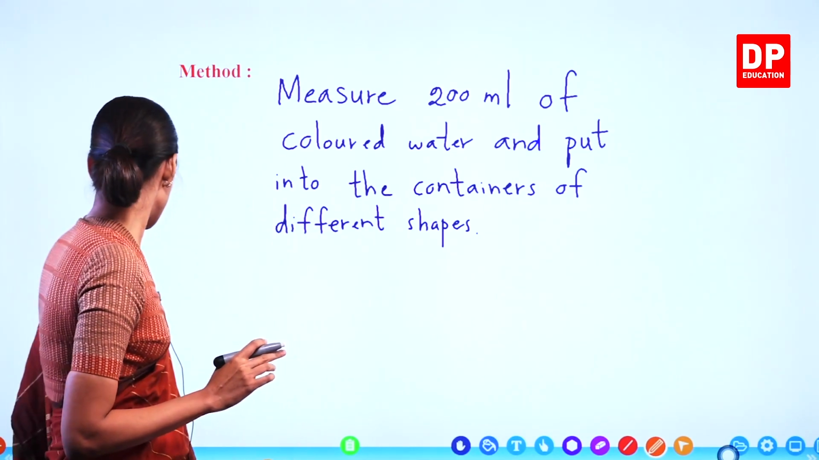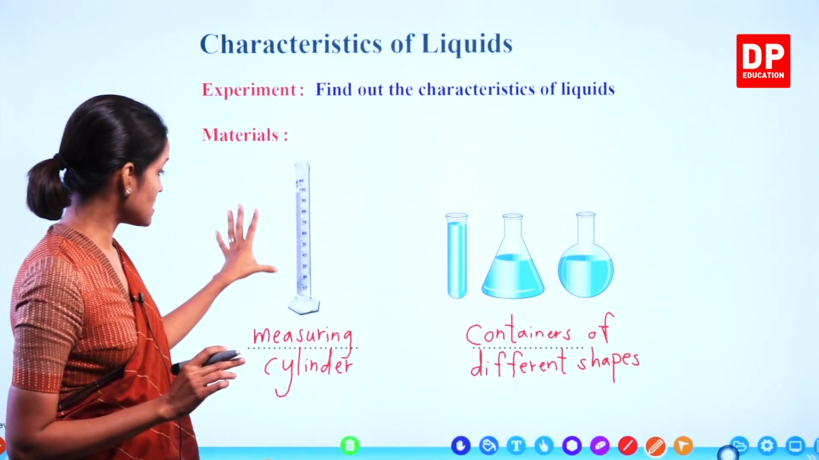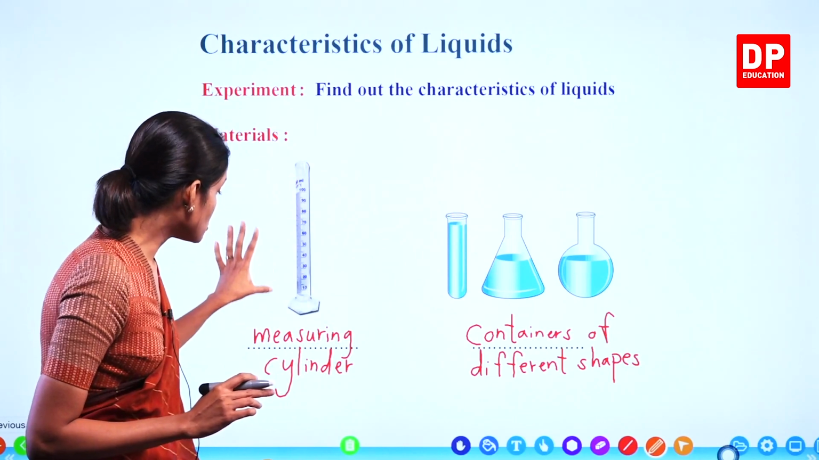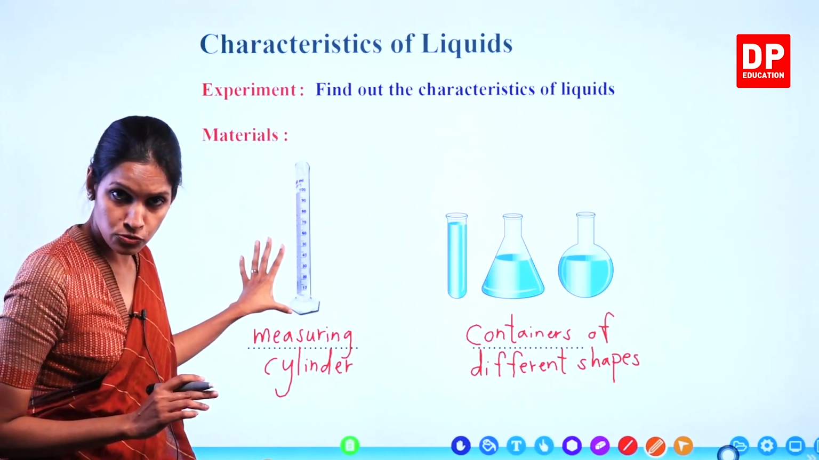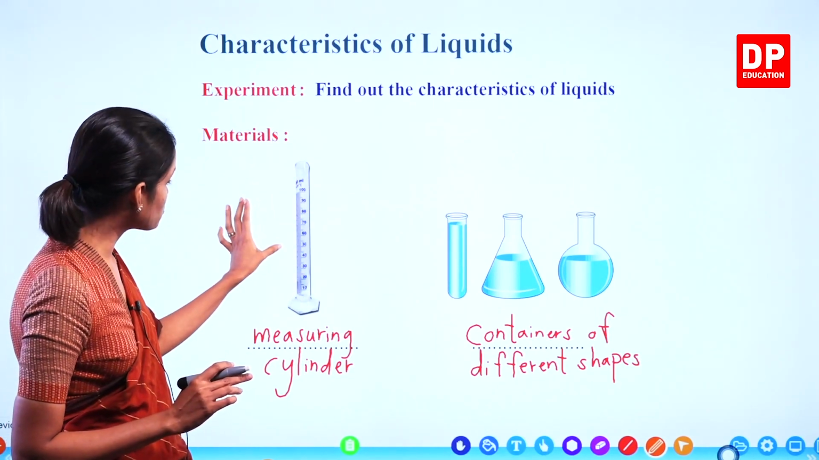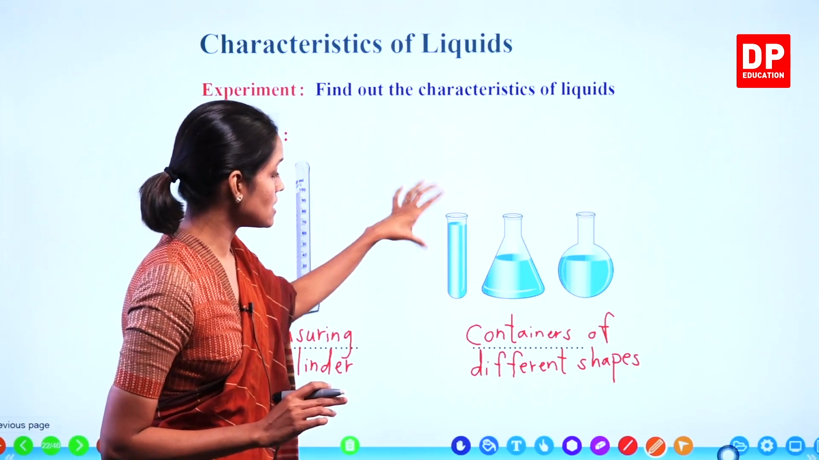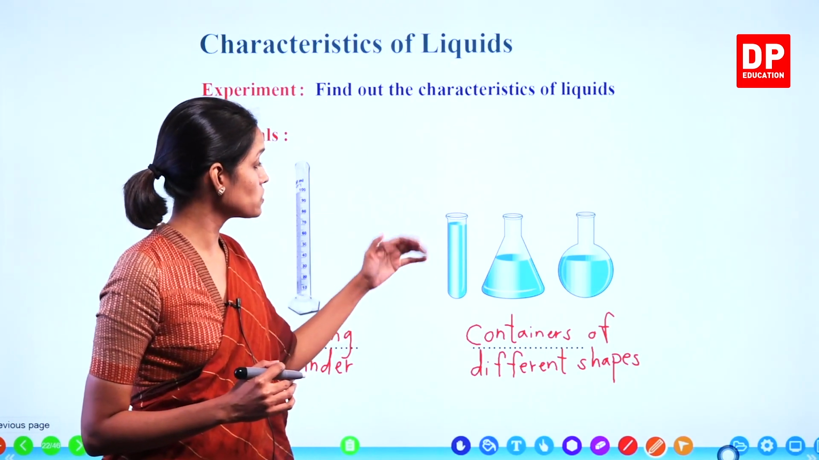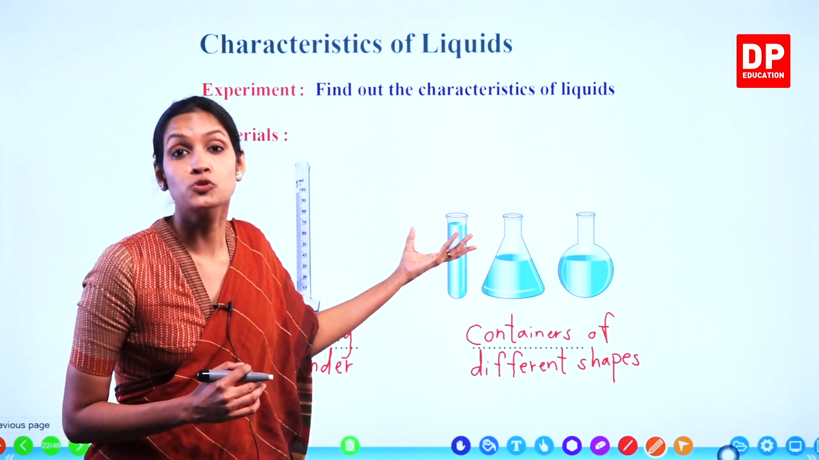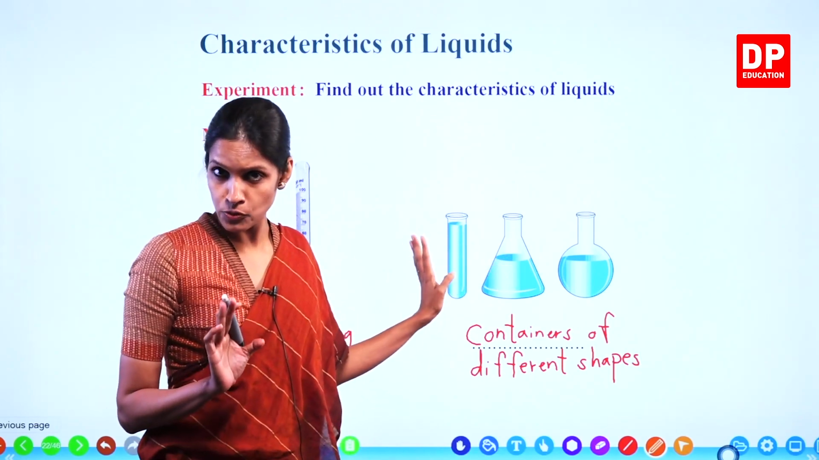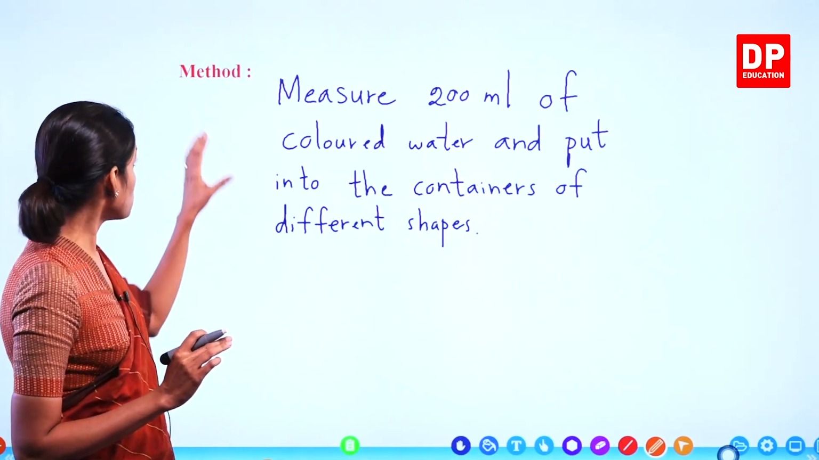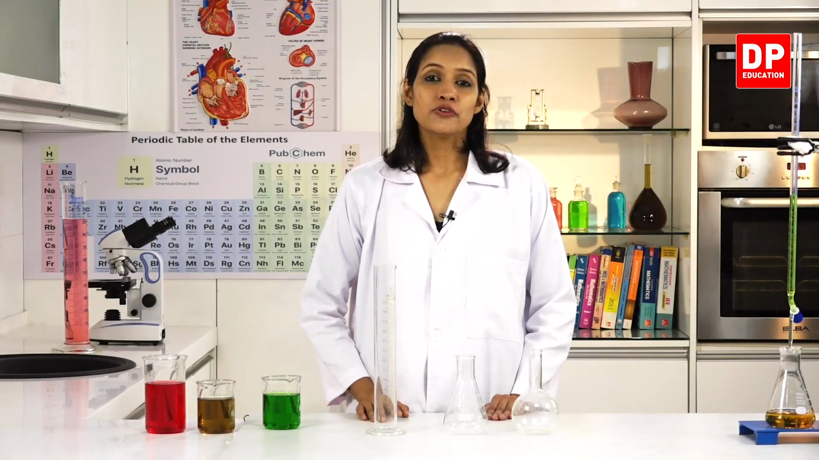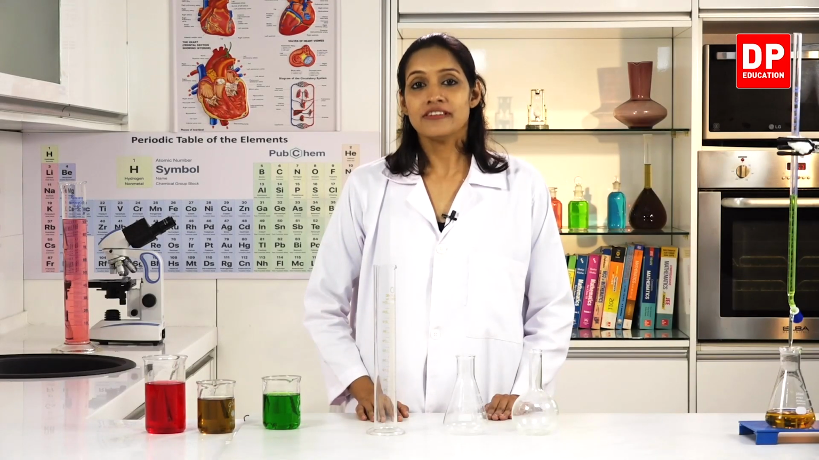Understand, children? So, we need the measuring cylinder and containers of different shapes. We have to measure 200 milliliters of colored water each time, and we have to transfer them into the containers with different shapes. And we have to observe what happens to the shape and the amount or the volume of these liquids. Okay? Right. So we wrote the method here. Now we are going to see the experiment. Now we are going to see the characteristics of liquids.